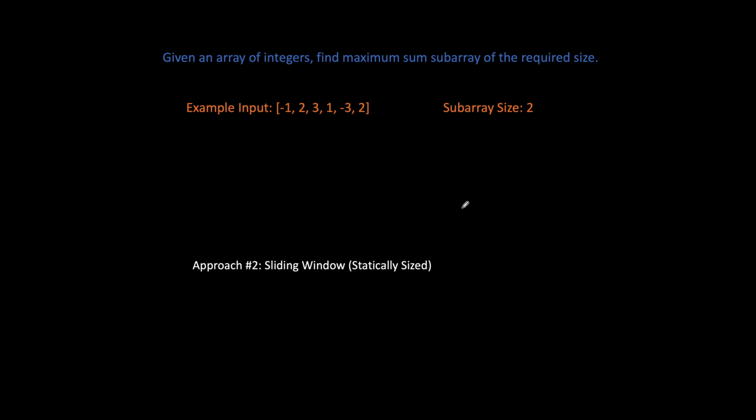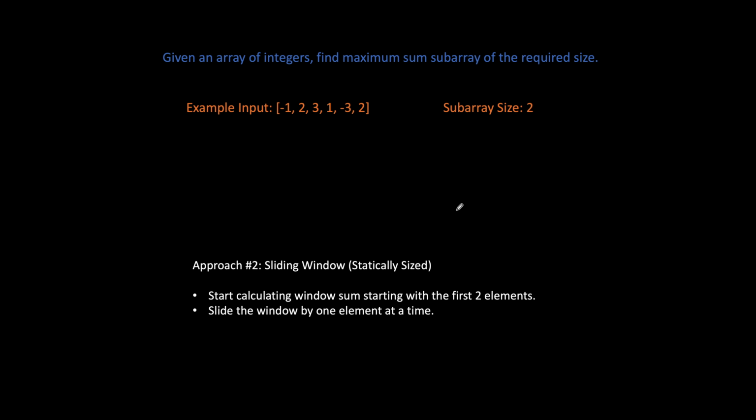So here is the sliding window solution. We're going to use a statically sized sliding window. So we're going to start by calculating window sum, starting with the first two elements. Then we're going to slide the window by one element at a time. So let's do it.